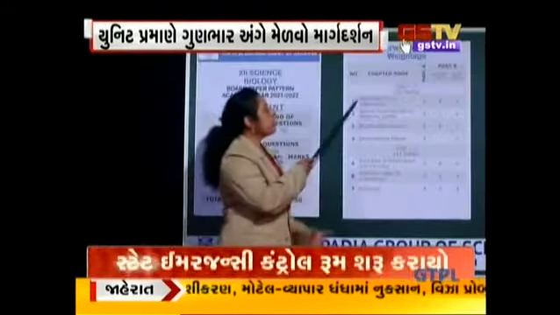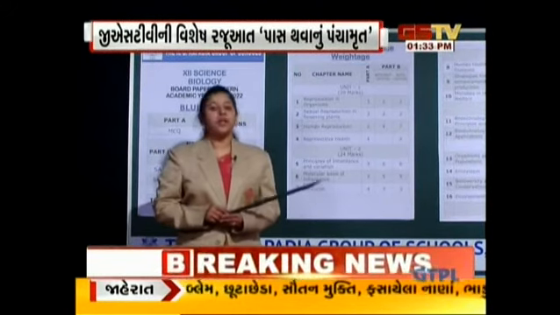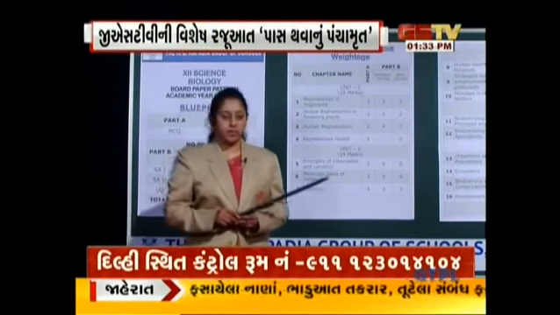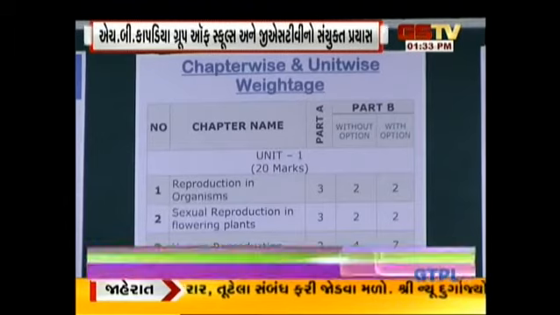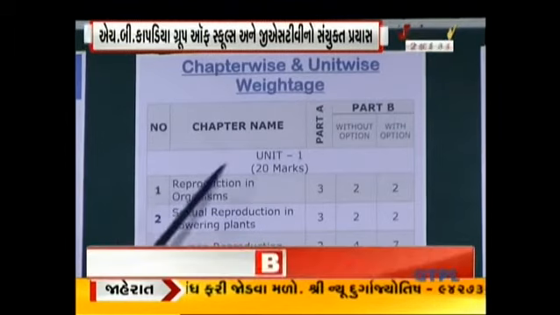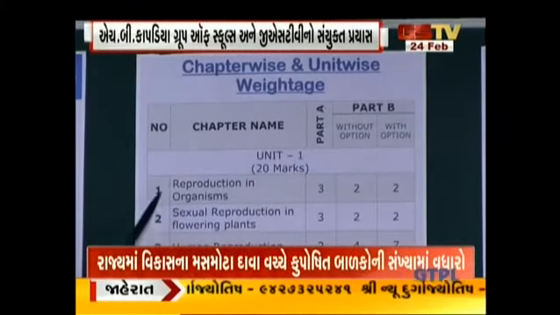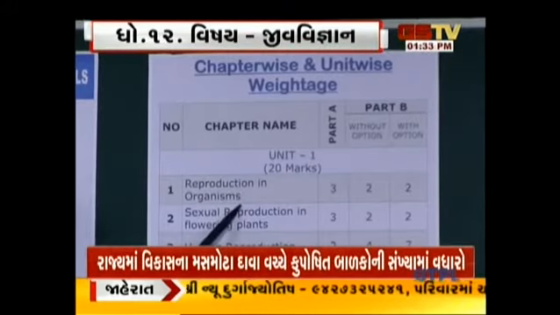As you know, in biology there are total 16 chapters. And these 16 chapters are further divided into different units. Now we will discuss the unit wise and chapter wise weightage of marks. In the first unit there are total 4 chapters. The allotted mark for unit 1 is 20 marks. Now we are starting unit 1, that is reproduction in organisms.